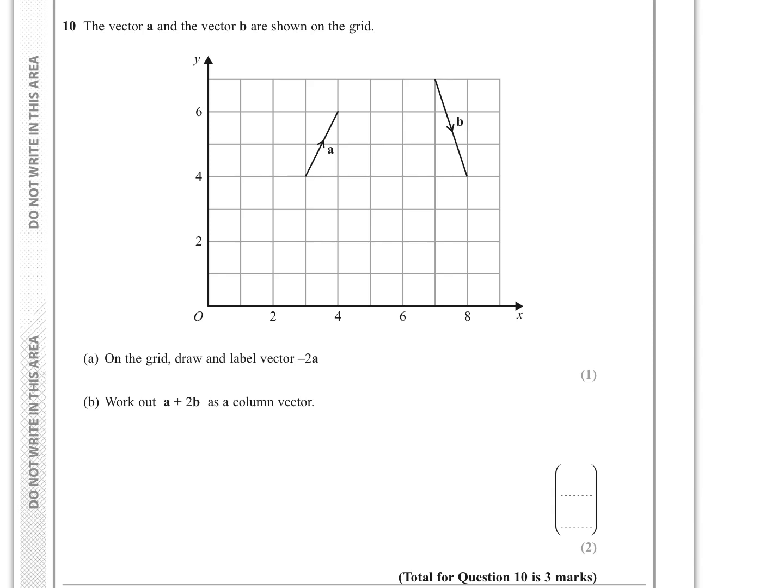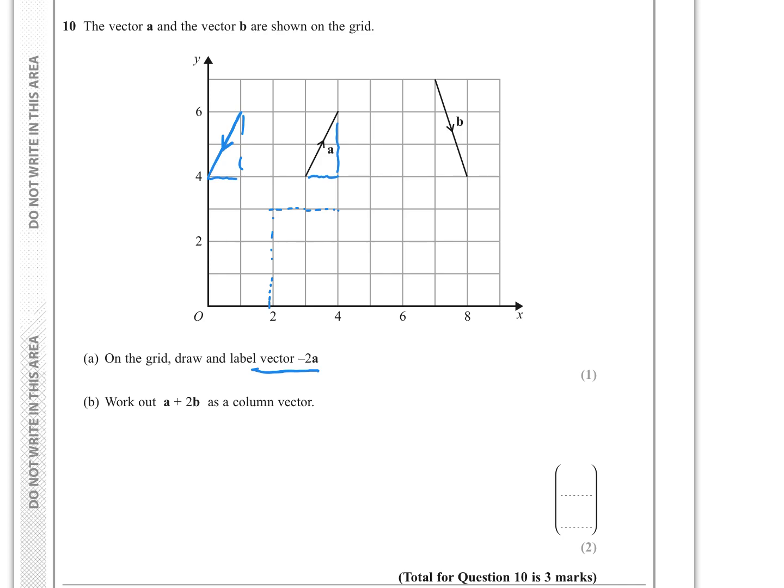Question 10. The vector a and the vector b are shown on the grid. The first thing we've got to do is draw and label a vector minus 2a. Well, first of all, this is like a gradient, so it's kind of going along 1 and up 2. So we can do this anywhere. We can go along 1 and up 2, and we can draw another vector a, and it's parallel. If we wanted to have minus a, it's just going in the opposite direction. So minus 2a, it would be like going along not just 1, but along 2 and down 4.